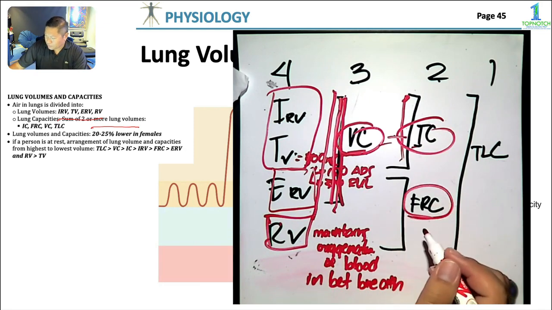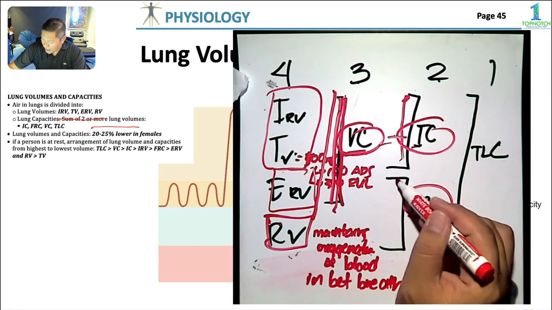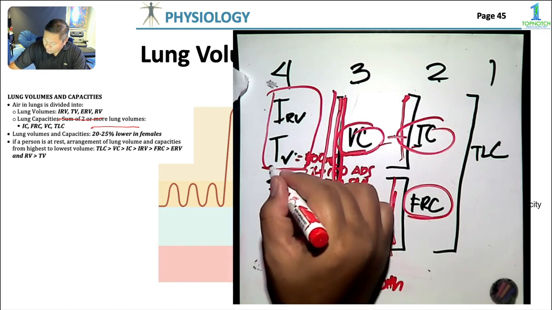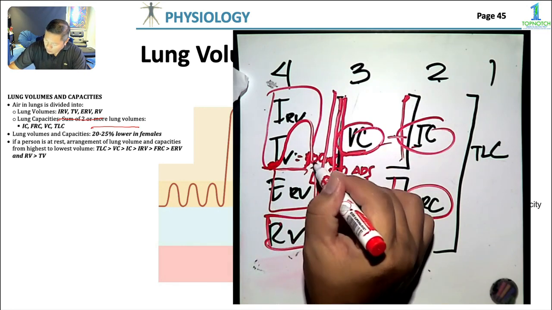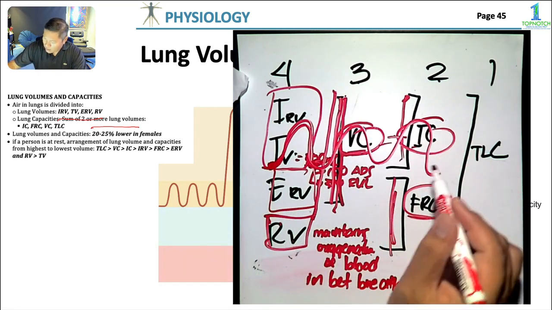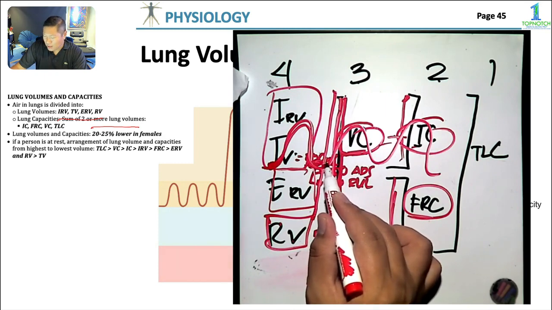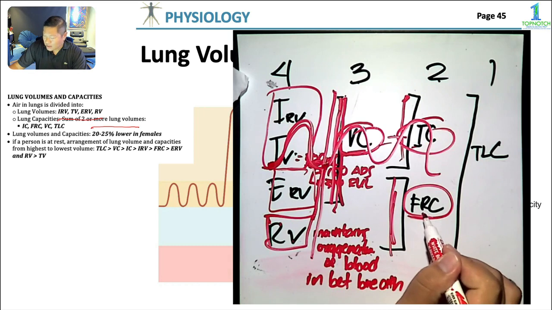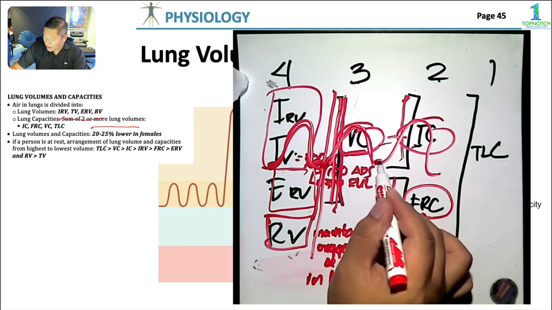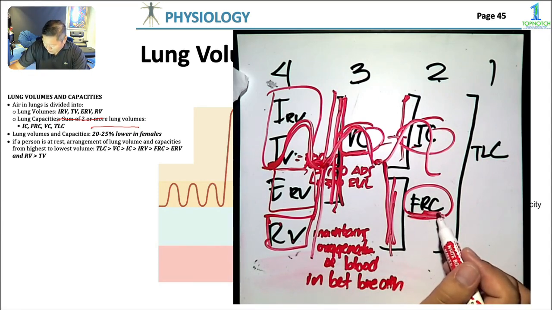Next is FRC. FRC is ERV and RV. It's the amount of air in your lungs before the start of normal inspiration or after the end of normal expiration. This is your tidal volume. Imagine yourself breathing right now. If you stop your breathing at the point before you inhale, what is in your lungs is FRC. If you inhale, exhale, and then suddenly stop, the air in your lungs will be FRC. So FRC is the air in your lungs before you normally inhale or after you normally exhale.